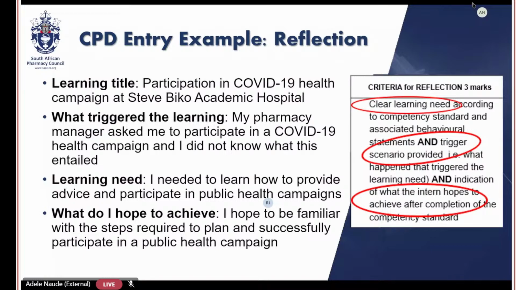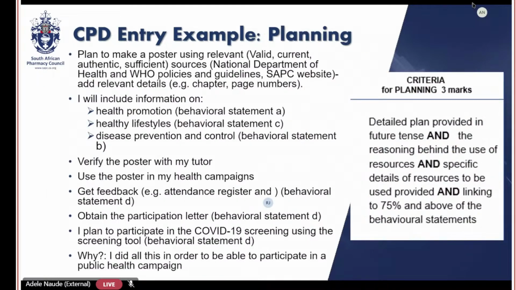So now this is your memo, the criteria for assessment. So use that to help you. If we look at the planning, what would you write in the planning for the specific activity? I plan to make a poster using relevant, which is valid, current, authentic, and sufficient sources. The sources will then be the National Department of Health and WHO policies and guidelines, SAPC website.